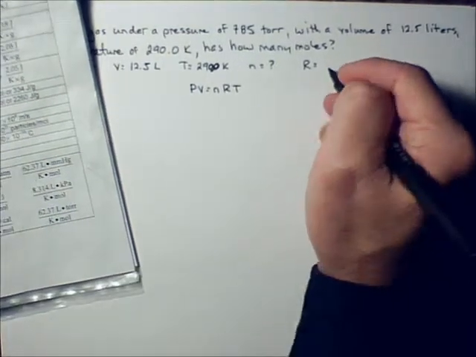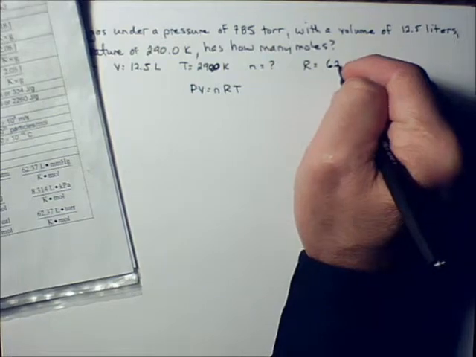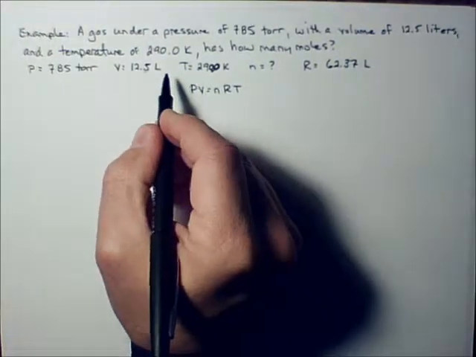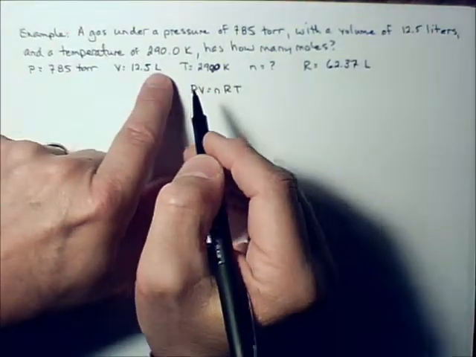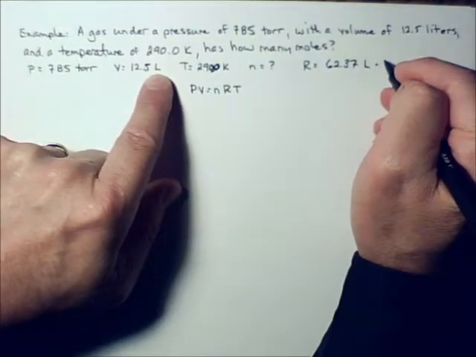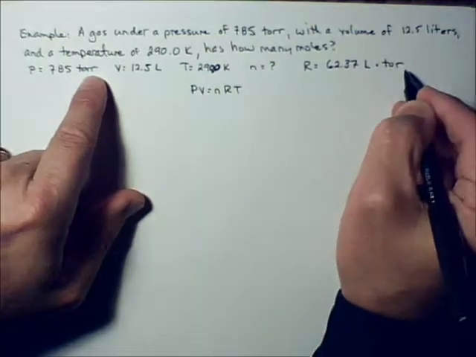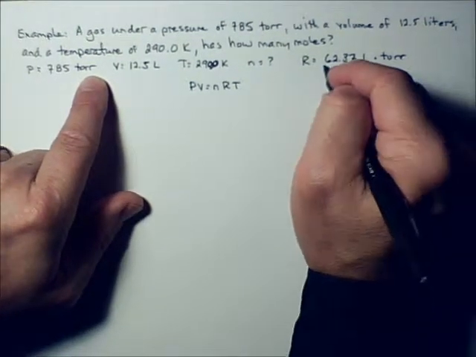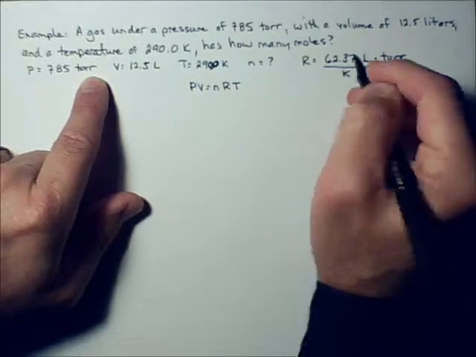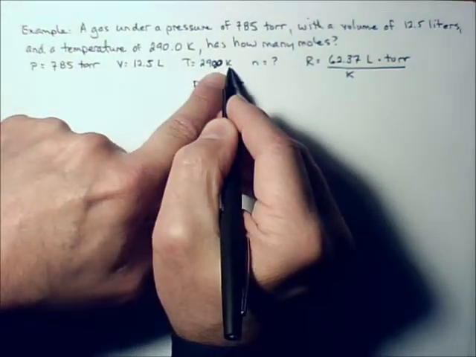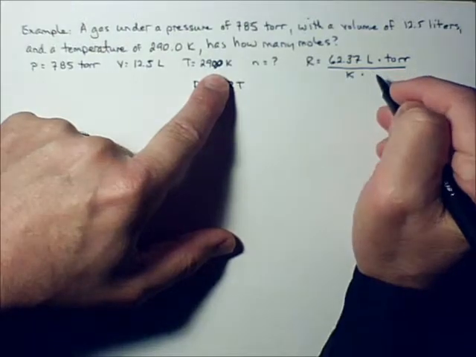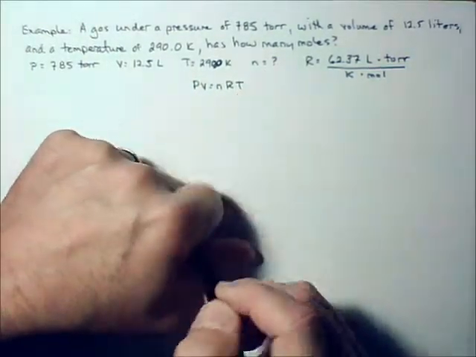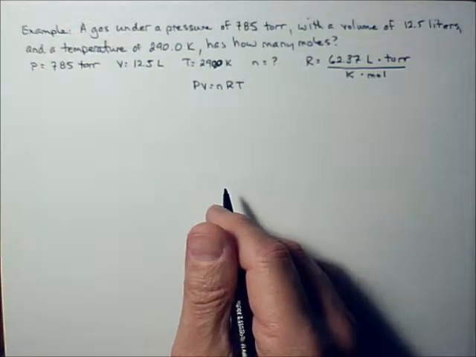Okay. It has units of liters. Okay. It has torr, the pressure unit. Okay. It has Kelvin, the temperature unit. And it has MOL, which is moles. So it has everything we need. Does that make sense?